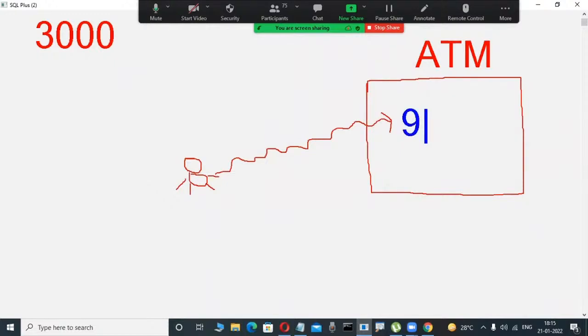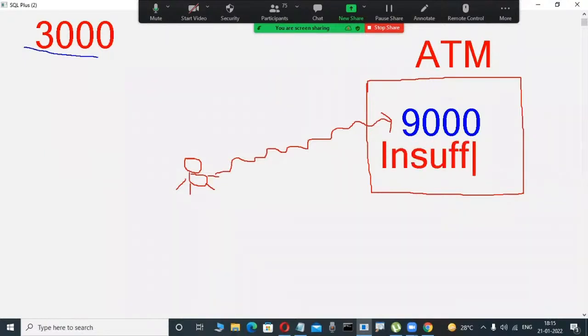Now, as I try to withdraw 9000 rupees, am I getting the 9000 rupees? No. Here my balance is 3000, so how can I get it? Okay, so 9000 rupees is impossible. In this case, it will give a message. You observe on your ATM machines, yes, some message will be displayed. Suppose a message like insufficient funds.